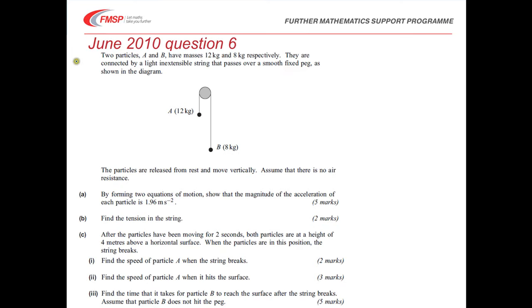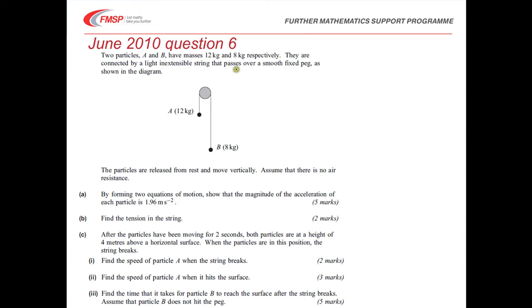So if we start by looking at the question, it's quite a long question, so we'll just see what we have to do. We've got two particles A and B. A has mass 12 kilograms, B has mass 8 kilograms. They're connected by a light, inextensible string. Now just be aware of these words. Light means that you can ignore any mass of the string. Inextensible means it's not stretching.